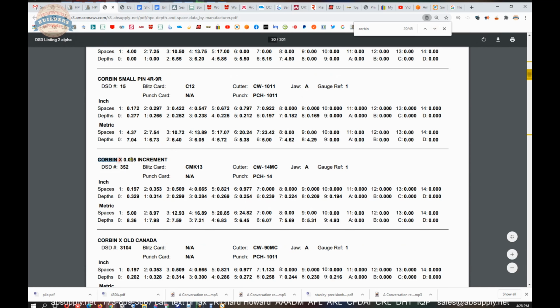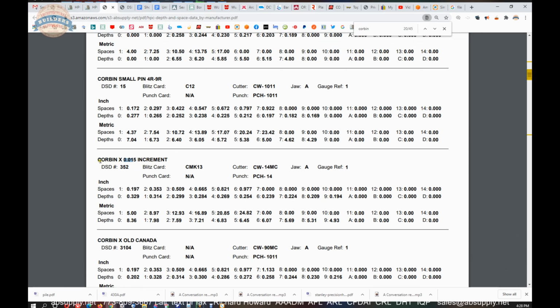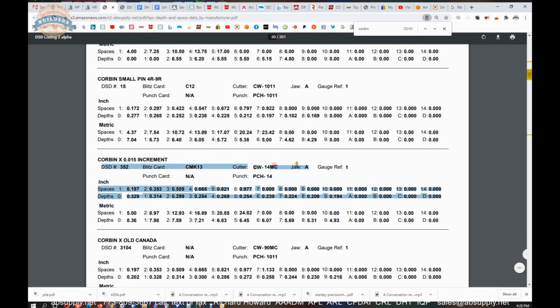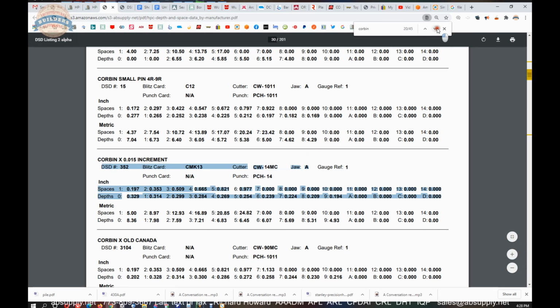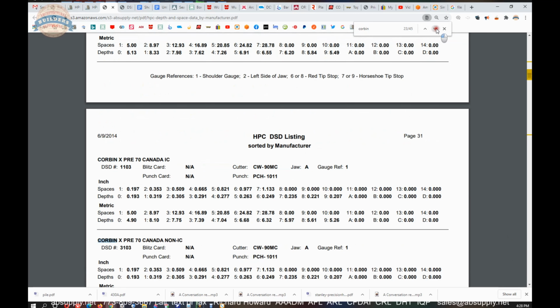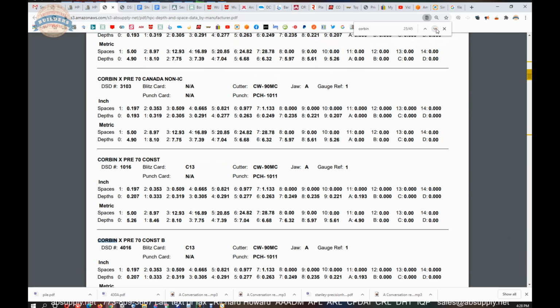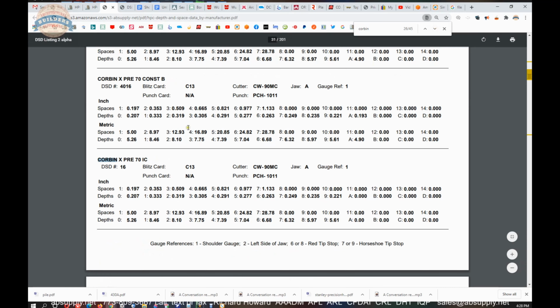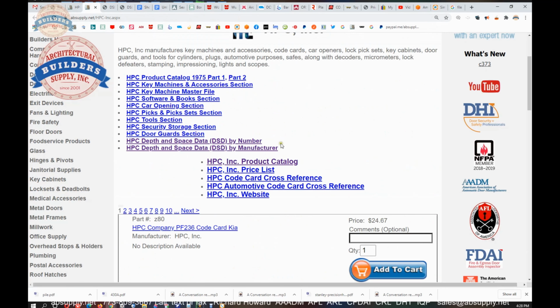Corbin X class, 0.015 increment. That's obviously going to be a two-step system, so therefore pre-System 70. Okay, so if you've got really old Corbin, X class is really old stuff. This would be the depth and spacing data. This would be the card you'd use, the cutter, and the jaw. So an extreme example of how the depth and spacing data can assist you with more information is there.